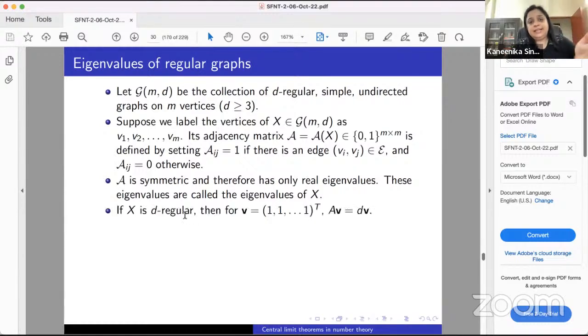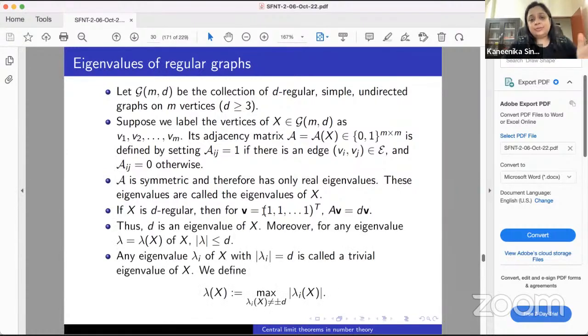Let us see some particular types of eigenvalues. If you have a D-regular graph, it is easy to see that D itself is an eigenvalue of your graph. This is called the trivial eigenvalue. And one can also see that any eigenvalue of your graph would lie in the interval minus D to D. Now, we take away those eigenvalues whose absolute value is D. If minus D is an eigenvalue, which happens if the graph is bipartite, we are not really considering those. So take away the trivial eigenvalues and consider the non-trivial eigenvalues of a graph.